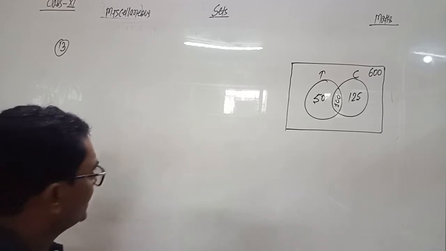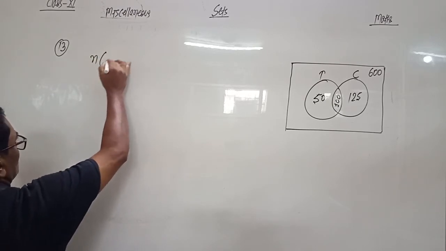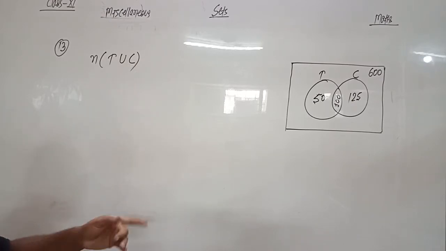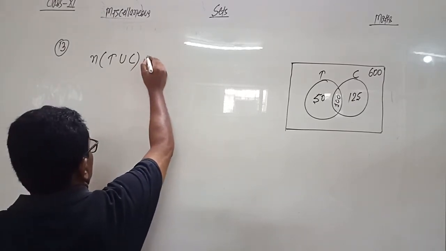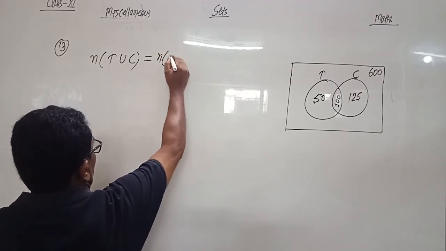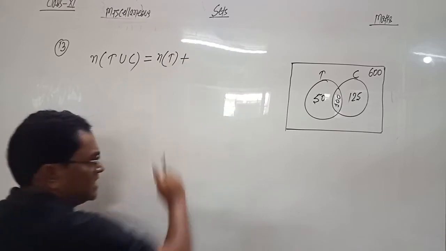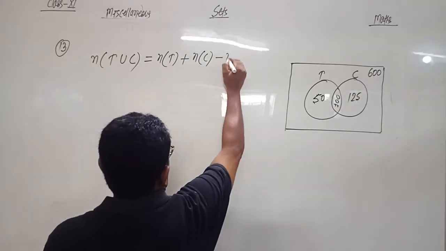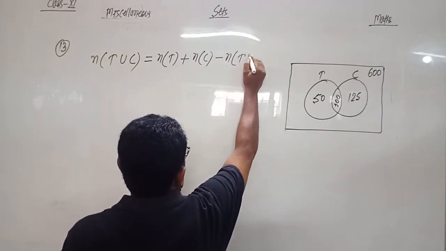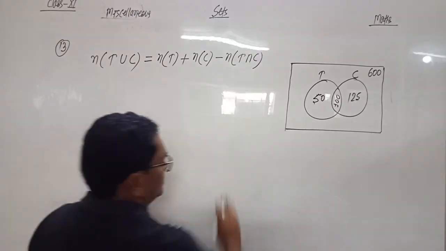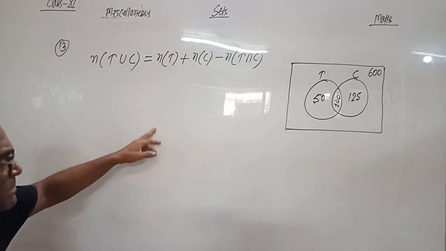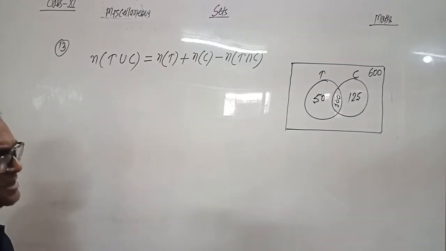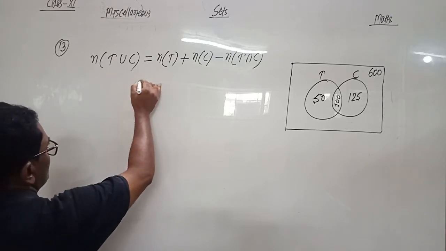So firstly we calculate the number of students taking tea or coffee, T union C, and we use the formula: number of students who are taking tea plus number of students who are taking coffee minus number of students who are taking tea and coffee both. Here union means or and intersection means and. They are taking both drinks, tea and coffee, and we calculate T union C.